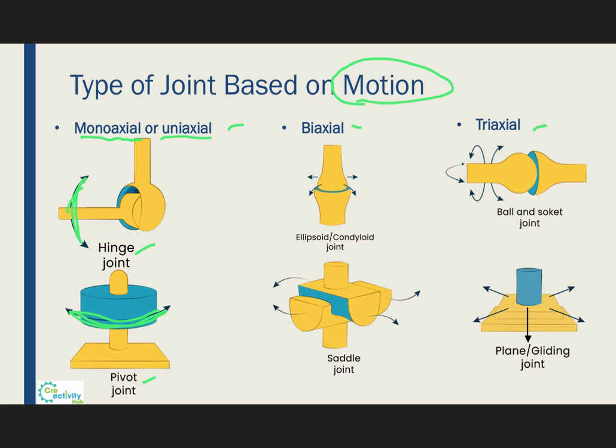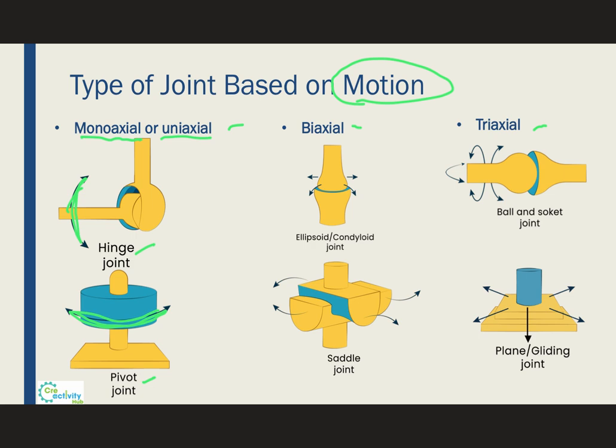So basically, it's just going back and forth, either at the hinge joint, opening and closing, or flexing and extending. And on the pivot joint, it's also in one axis, so it goes from side to side. And we will cover them in more detail when we talk about the specific joints.